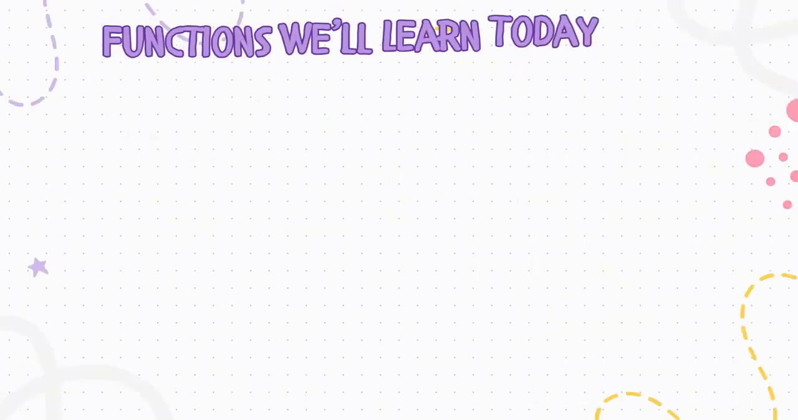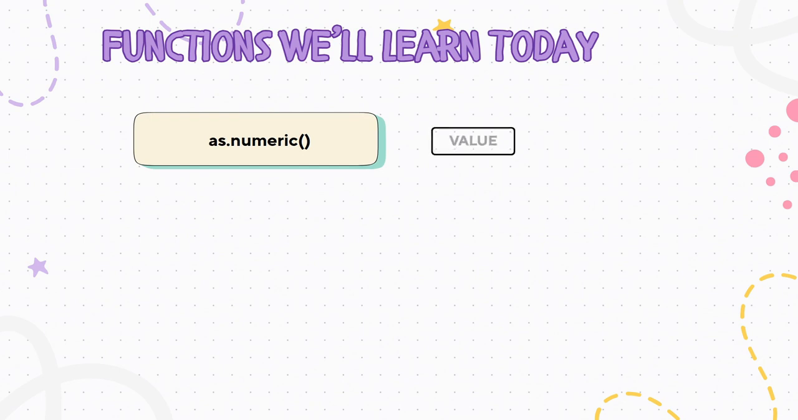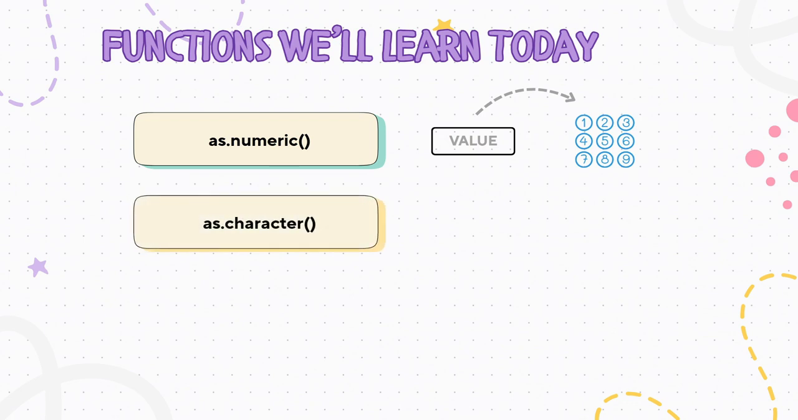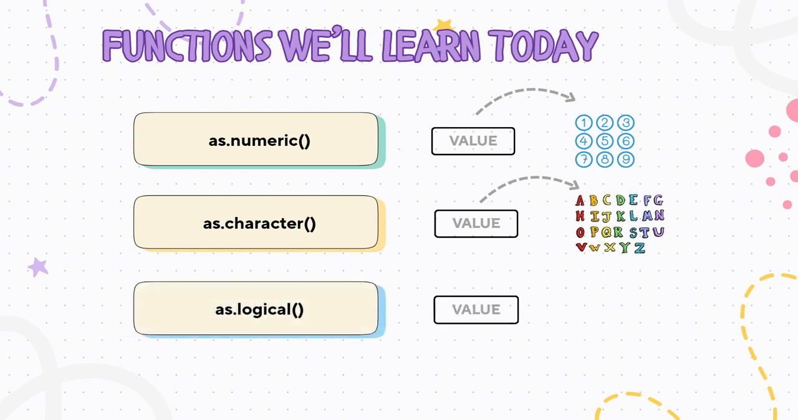So, the functions that we'll be learning today. There are three conversion functions that we'll be focusing on in this episode. Number one is as.numeric, which converts values into numbers. And next is as.character, which converts values into text. And then finally, number three, we have as.logical, which converts values into true or false. Now these three are enough for a beginner to work with almost any dataset.